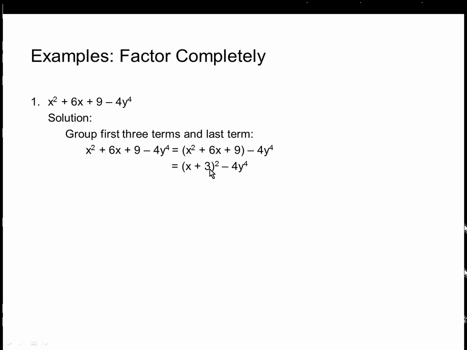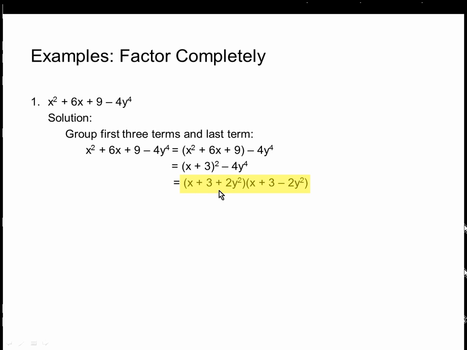This is a squared minus b squared. The a is the x plus 3. The b is 2y squared. So it's going to factor as conjugates. x plus 3 minus 2y squared, x plus 3 plus 2y squared. And that's as far as it'll go.